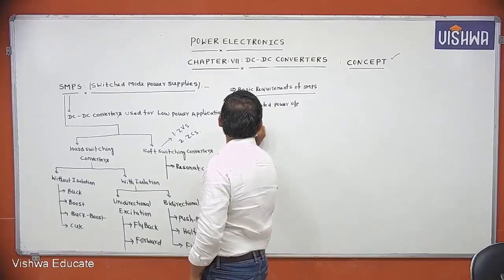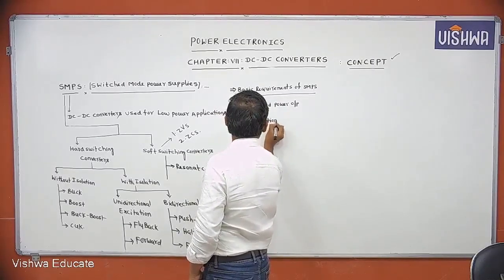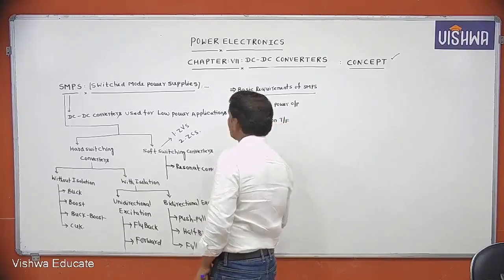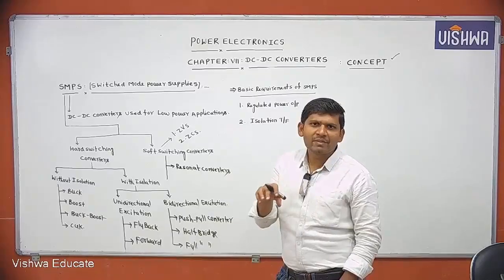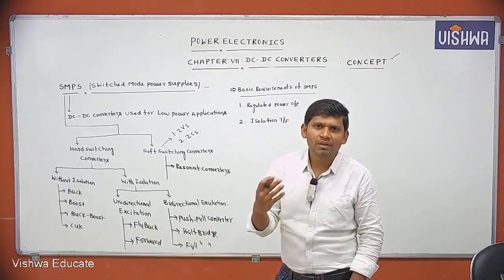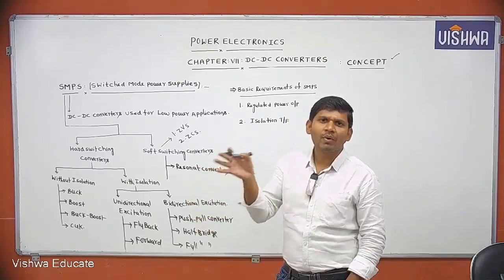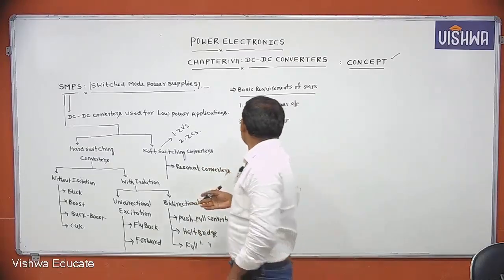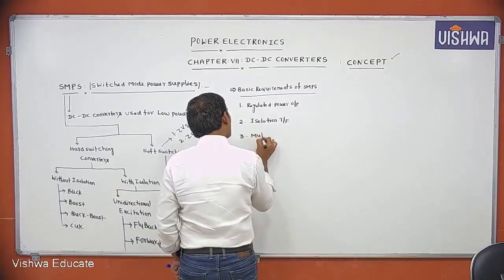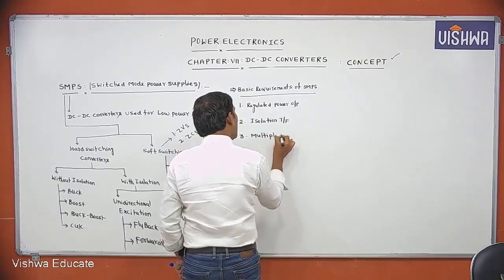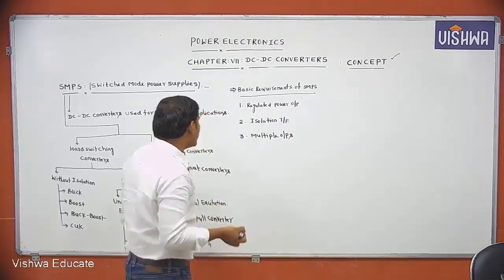It must have an isolation transformer. The purpose of using the isolation transformer is to isolate the low power SMPS circuit from the high power supply. It must have multiple outputs; we can design with multiple outputs.